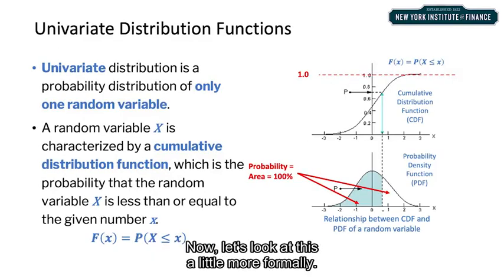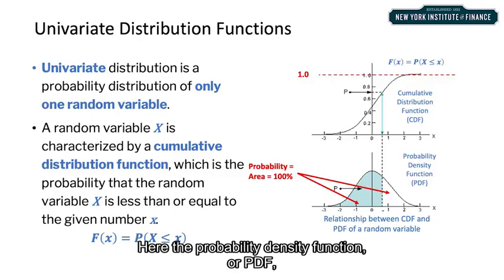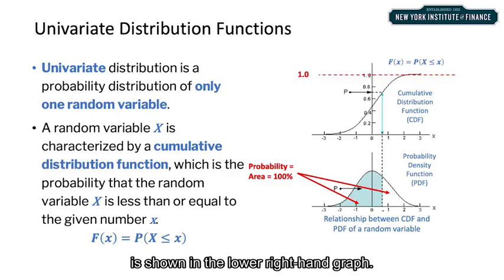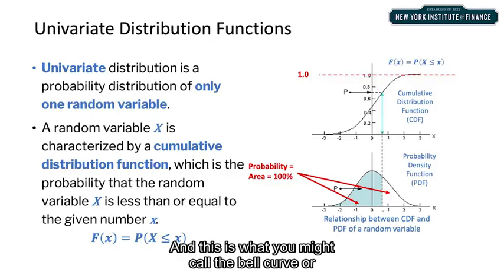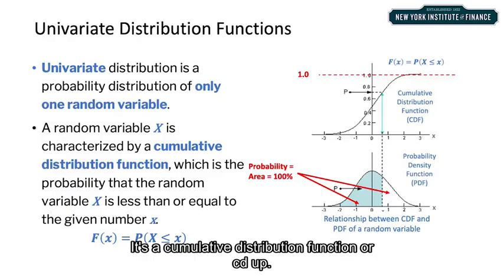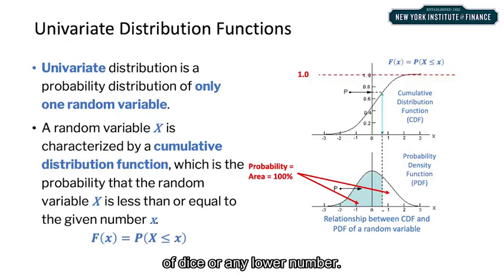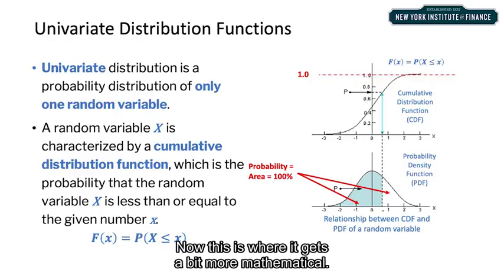Now let's look at this a little more formally. The histogram that we just looked at is also called a density function. Here the probability density function, or PDF, is shown in the lower right-hand graph, and this is what you might call the bell curve or normal distribution. In the upper right-hand corner is the cumulative distribution function, or CDF. This is what we saw before as the cumulative probability of rolling the value of a pair of dice or any lower number. Now this is where it gets a bit more mathematical.